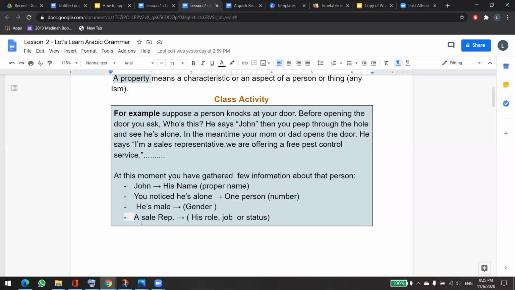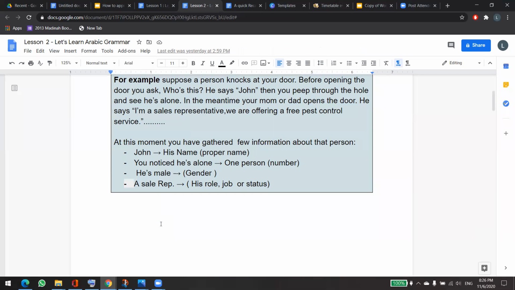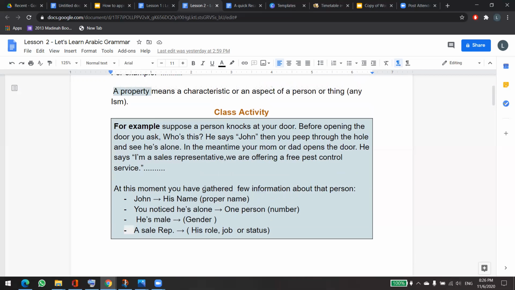And what is he doing? He is a sales representative, right? He is doing door-to-door selling. He is selling pest control services. So we know now four things about that person: his name, how many persons there are, one person, his gender, and his job or role. Okay. Now take another example.